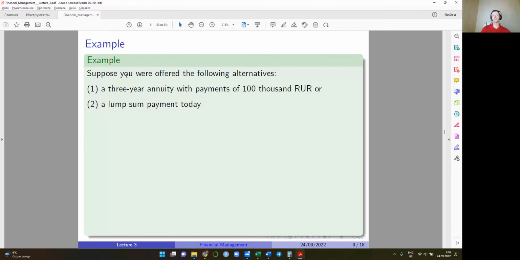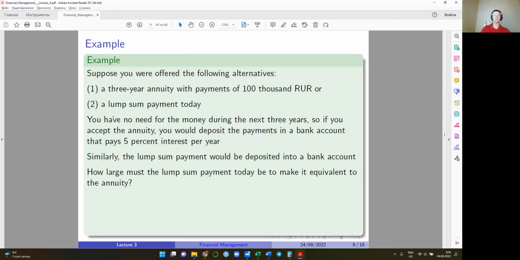Suppose you are offered the following alternatives. A 3-year annuity with payments of 100,000 rubles, so you will receive 100,000 rubles each year for 3 years. Or a lump sum payment today. Lump sum means that you receive it as one single payment. You need to compare. So you don't need money during the next 3 years, so you are not going to spend it.